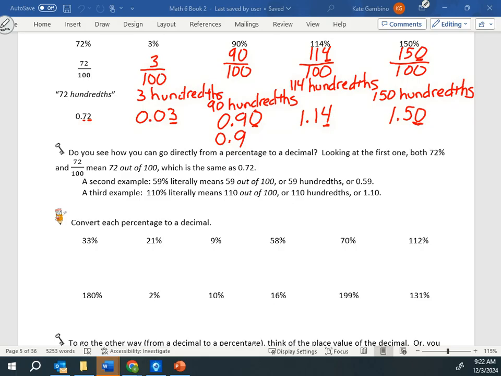How are we feeling about this? Show me your thumbs. Is that an up or a sideways? All right. So, let me scroll up.